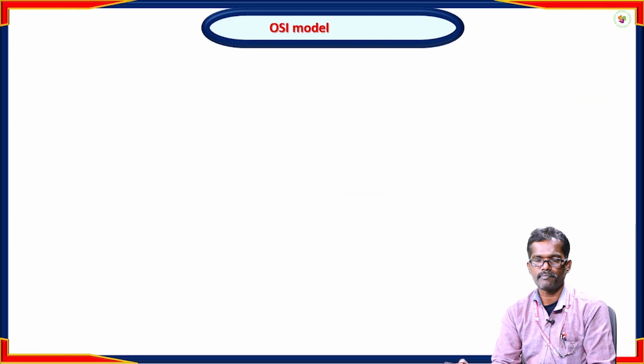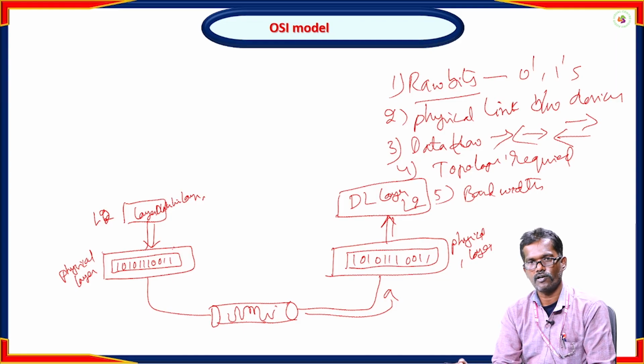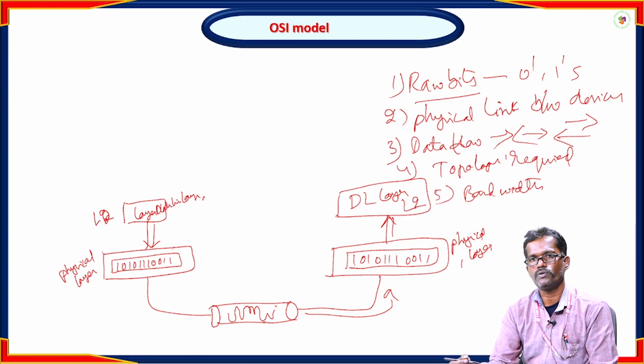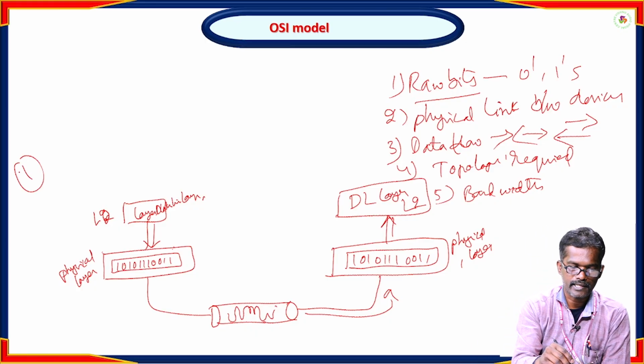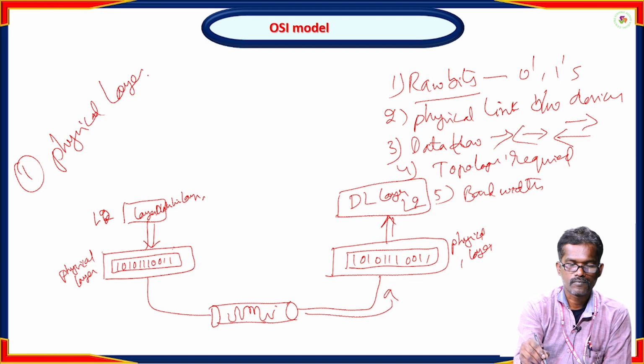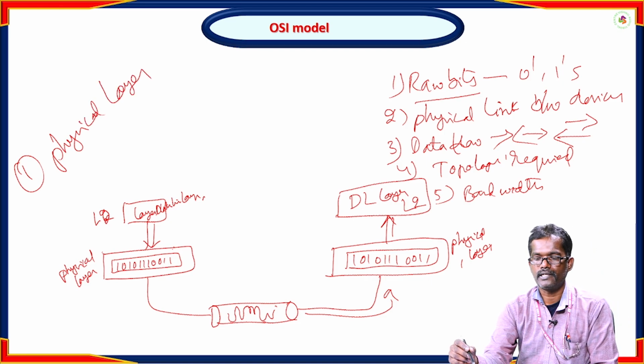A short cable length means very quick transfer. A long cable length means it takes some time to transfer information. Like that, we have a few features related to the first layer, that is, the physical layer.